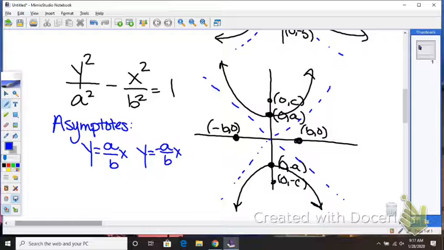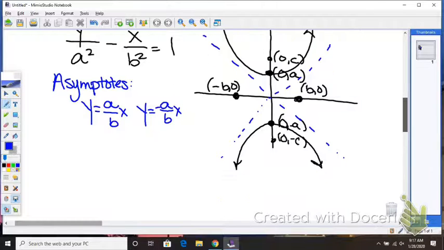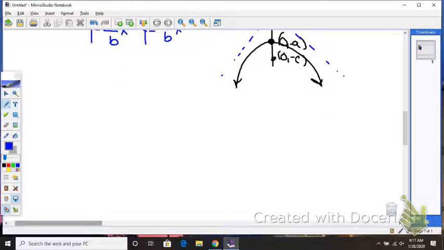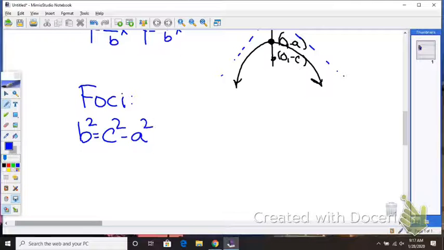Let me give you the relationship between the C, the A, and the B. So you have all that together. So your foci is going to be B squared equals C squared minus A squared. I keep looking back because I'm not as confident because these are so similar with this and ellipses. So if I give you the C and the B, I can find the A. Or if I give you the C and the A, I can find the B.